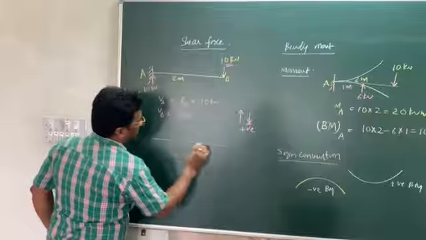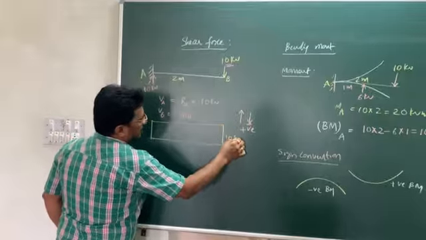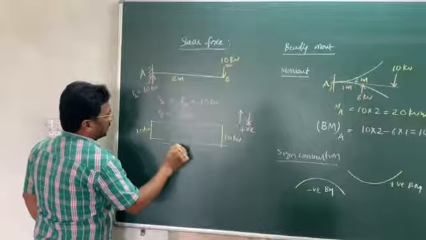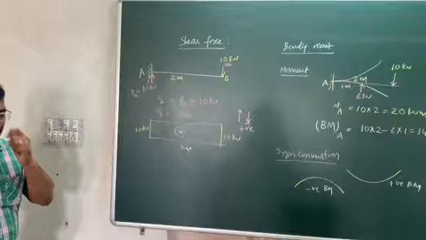Therefore, the shear force diagram is going to be a rectangle with 10 kilonewtons height and 2 meters length. So this is the shear force diagram for this particular case.